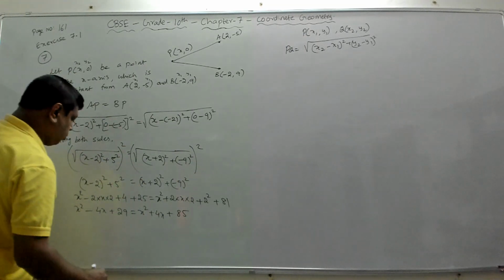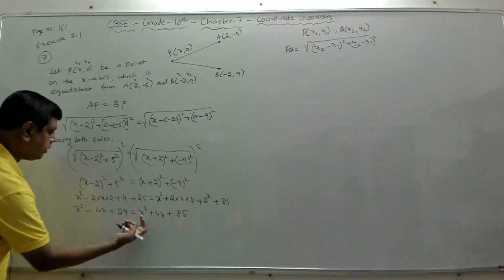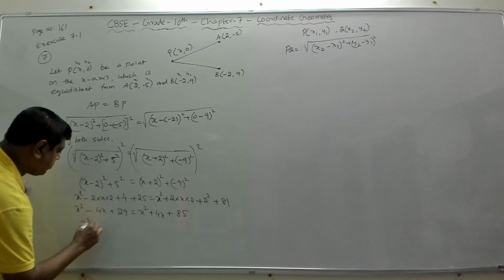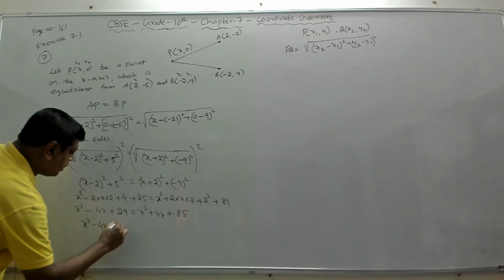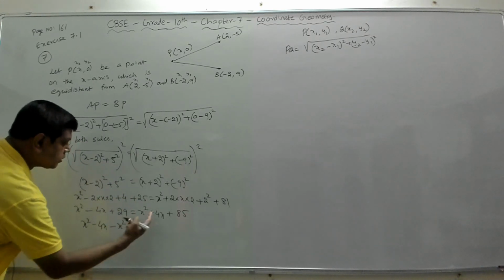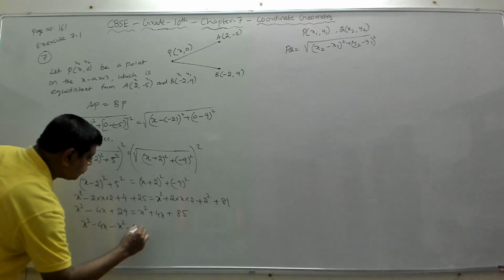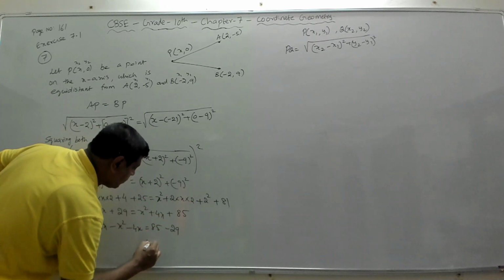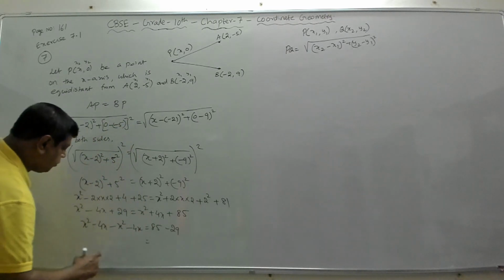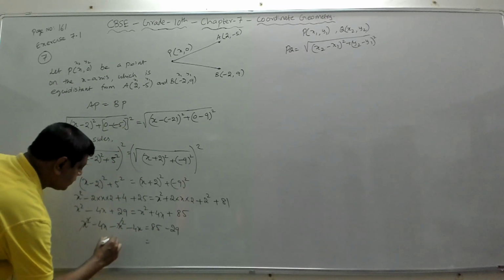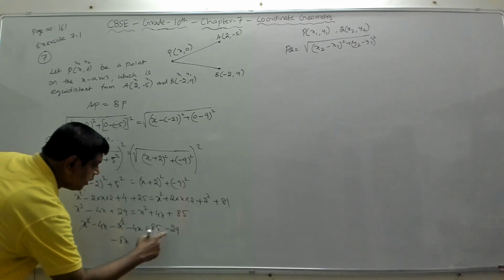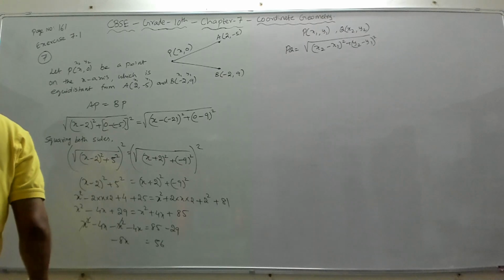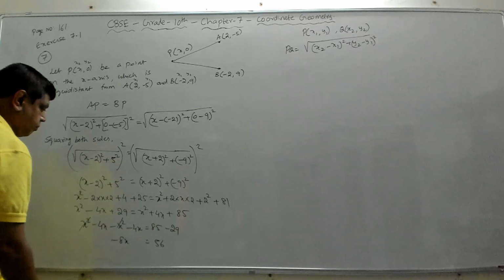So now we'll bring this to this side. So you get x square minus 4x. We'll bring all the x to this side. This x square will come here, minus x square. 4 plus 4x will become minus 4x, equal to 85. This 29 goes to the other side. Now if you see, x square we can cancel. This is minus 8x, equal to 85 minus 29 is 56.